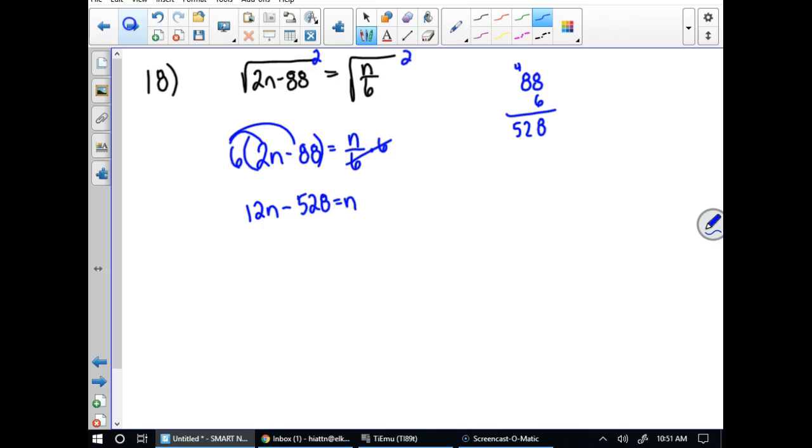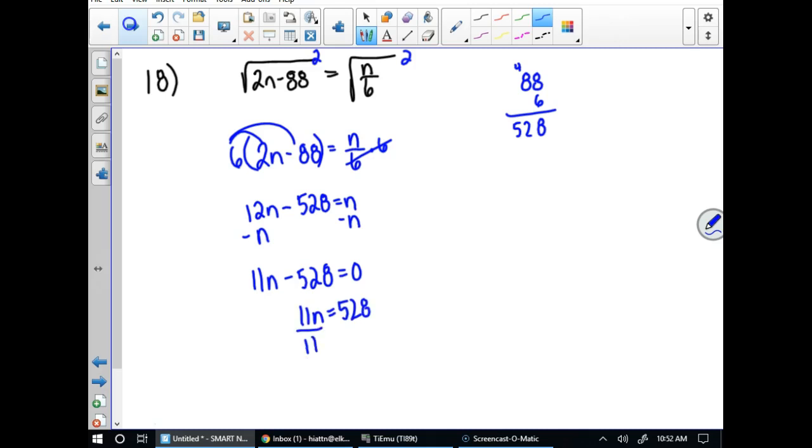So then after that, you could subtract the n. In fact, I'm going to do it this way. Let's say I subtract the n. That gives me 11n minus 528, but I have to put equals 0. You got to have something on that side. The other thing you could do is subtract the 12n, and then you don't have to worry about that. But you do have negatives. So if we move that 528 over, we got 11n equals 528.